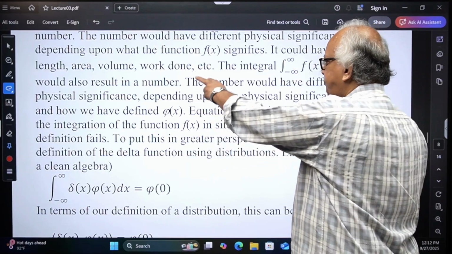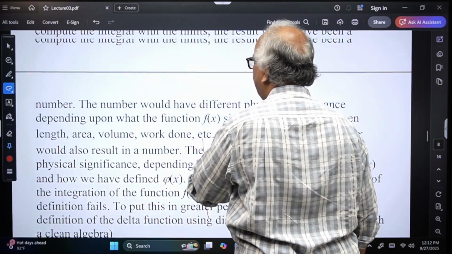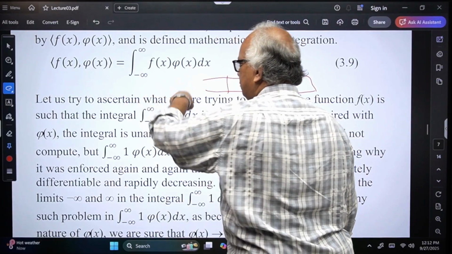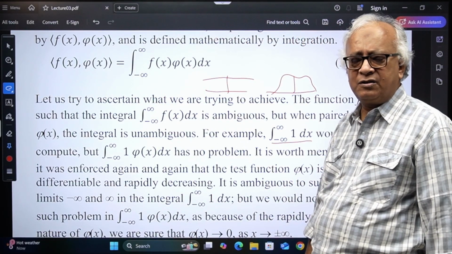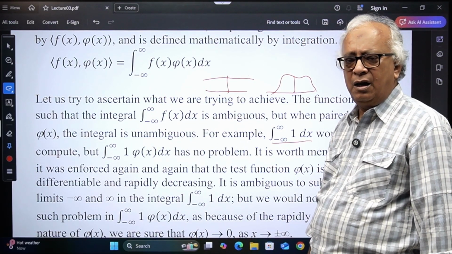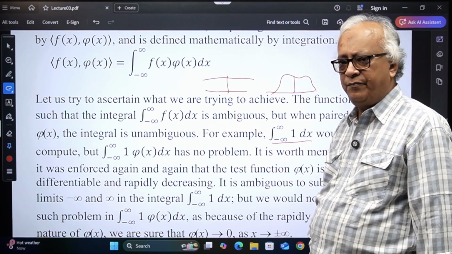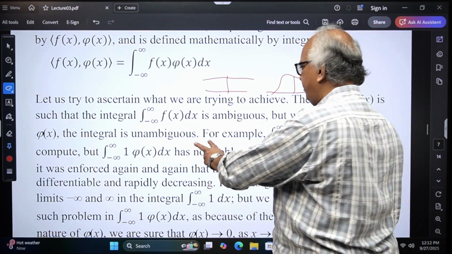Therefore, this was our definition of distribution. f(x), phi(x). Let us retrieve the delta(x). Okay?